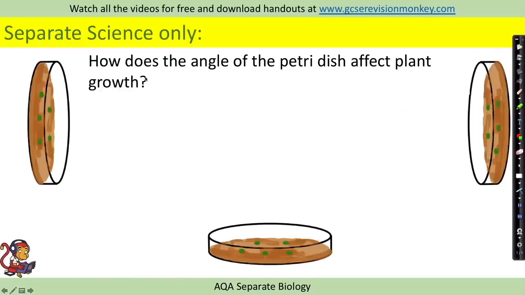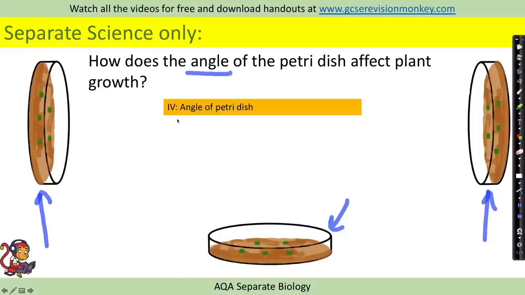Again, linking into tropisms, in this case geotropism, we might want to look at how the angle of the Petri dish affects plant growth. In this case we might want to set up the Petri dishes at different angles and then record plant growth. Our independent variable would be the angle of our Petri dish, so we might want to do 180 degrees, 90 degrees, 270 degrees, etc.